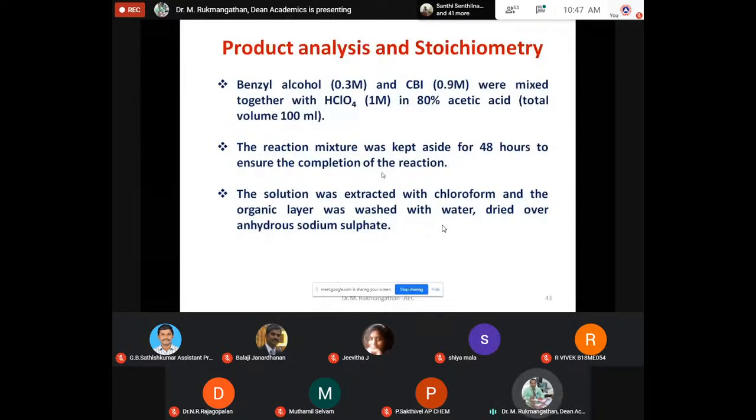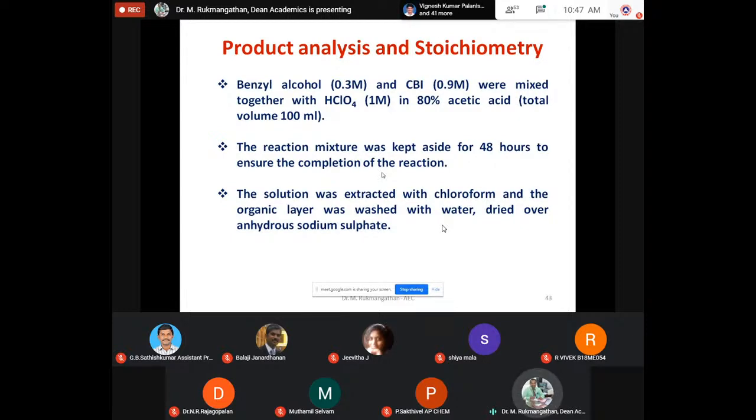That is the normal kinetic run. Here we have seen how we can carry out the normal kinetic run, and we are obtaining the kinetic data. Here, another thing we have to do separately is product analysis and stoichiometry.